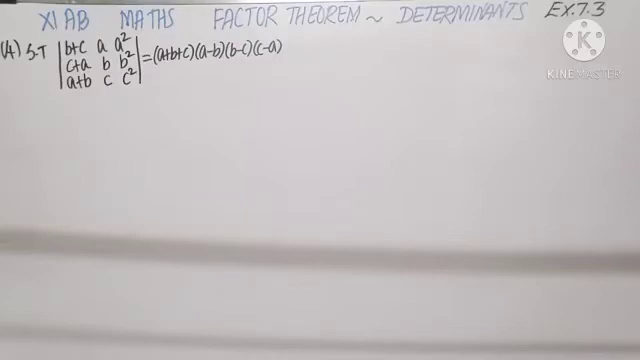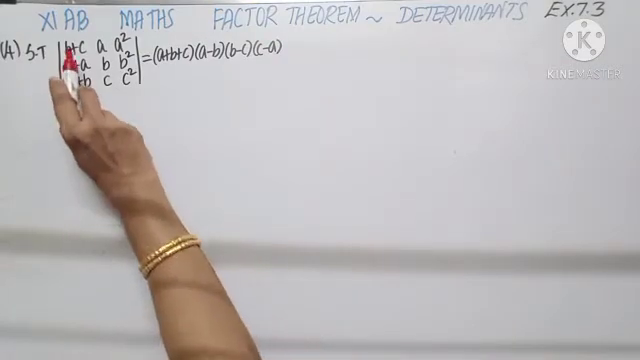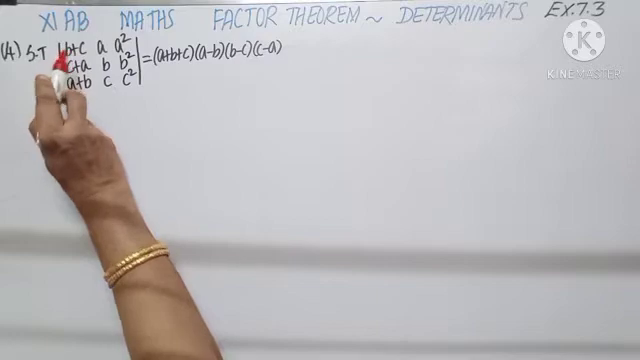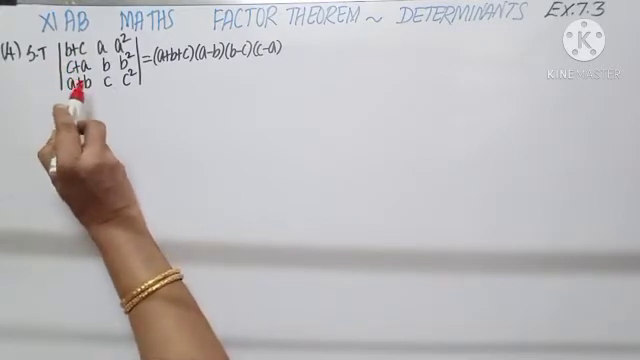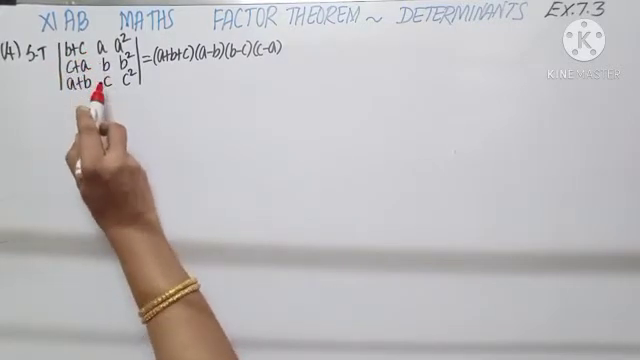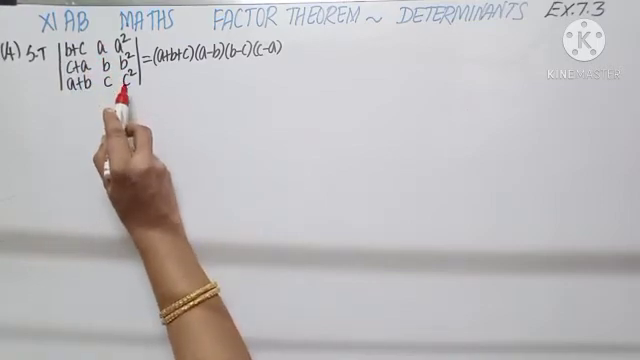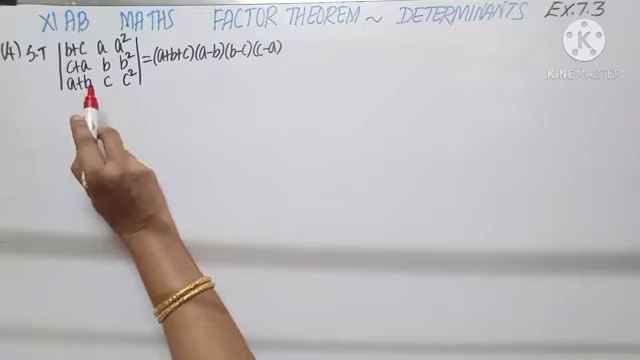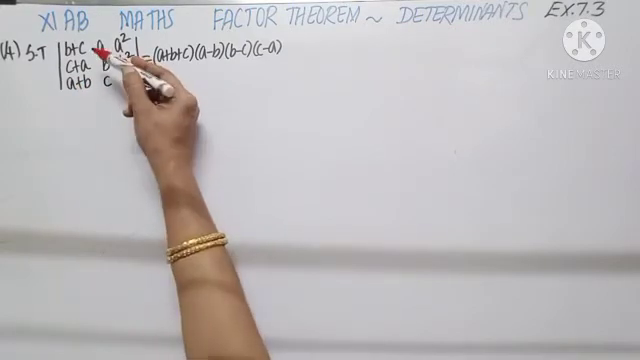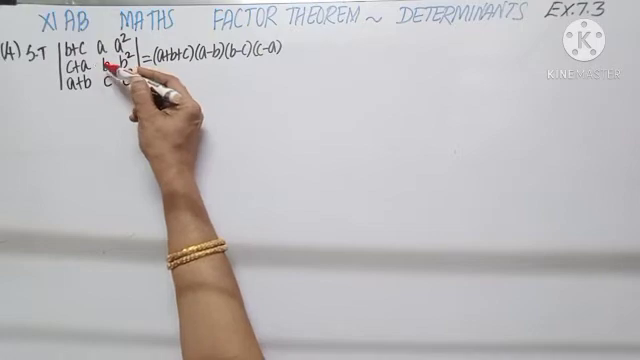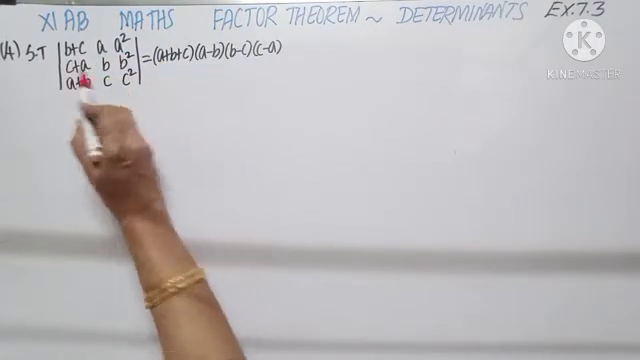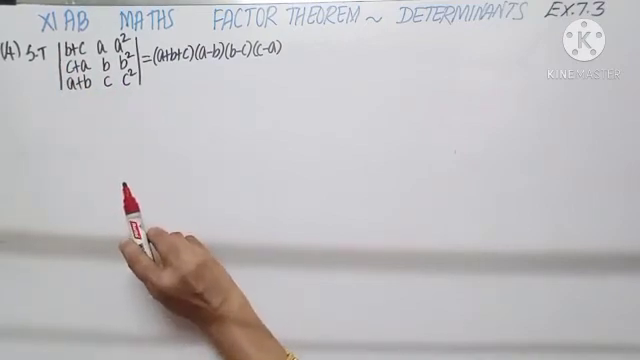Exercise 7.3, question number 4. Show that, look at the determinant given. Here I have B plus C, C plus A, A plus B; A, B, C; A square, B square, C square. Such problems we call cyclic symmetric problems because wherever A comes, the next step B, the next step C. It is cyclically changed. Such problems we call cyclic symmetric problems.